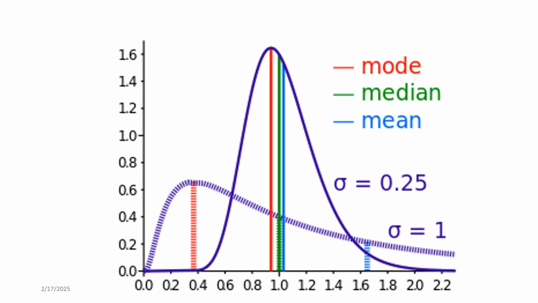In this graph, mode is shown in the red line, median is shown in the green line, and mean is shown in the blue line.